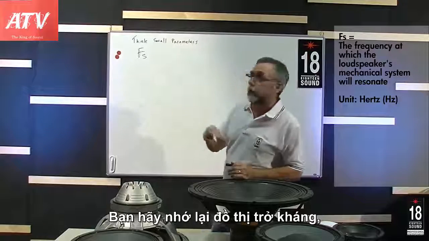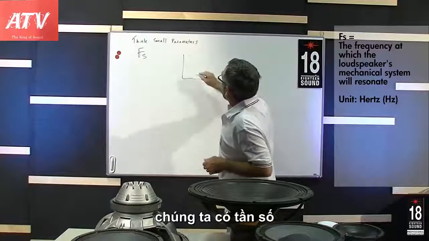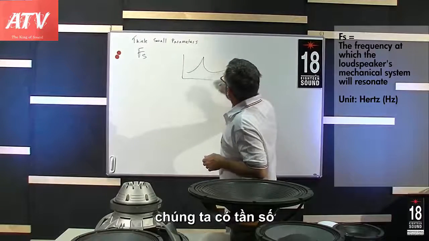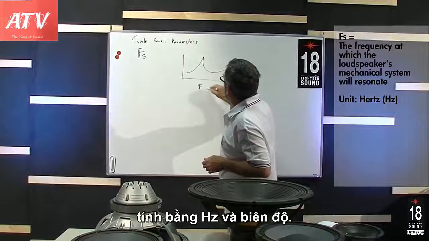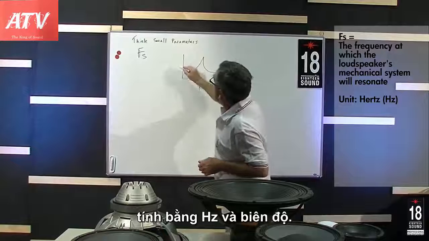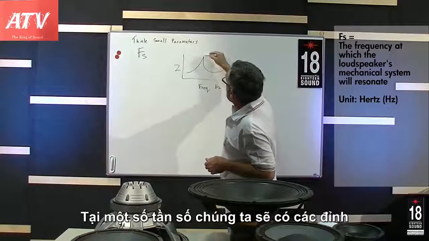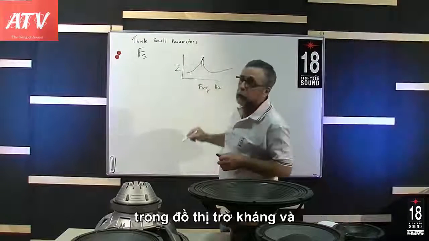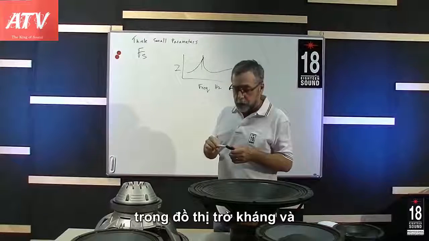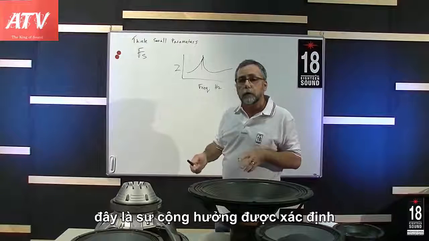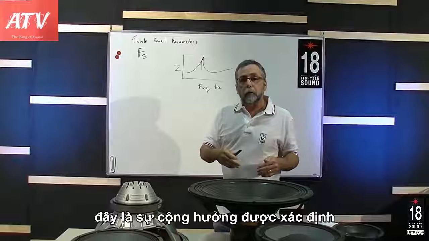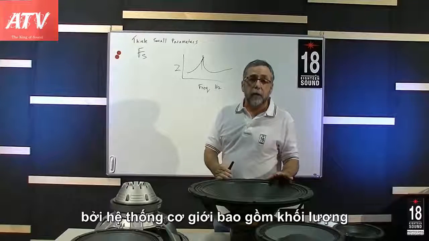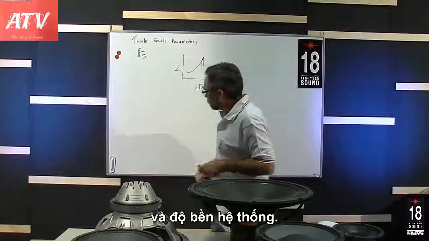If you recall looking at an impedance curve, we will have frequency, in hertz, and an amplitude in impedance. At some frequency, we will have a peak in the impedance curve. And this is a resonance defined by the mechanical system, which includes the mass and the stiffness of the compliance.